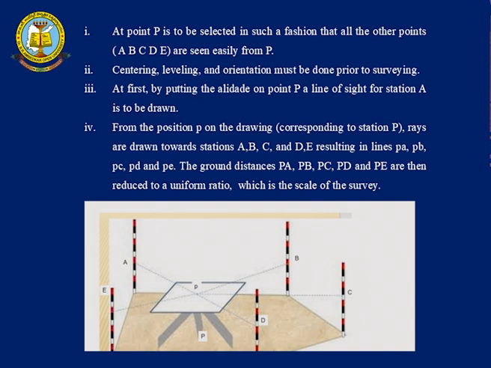After drawing the line from point P to A, you have to measure the ground distance from point P to point A. In the similar manner, you see object B through the alidade from point P, draw the line for B, and measure the distance from P to B. In the similar manner, you see objects C, D and E, and measure the distances from point P to C, D and E. All these measurements you have to note down.